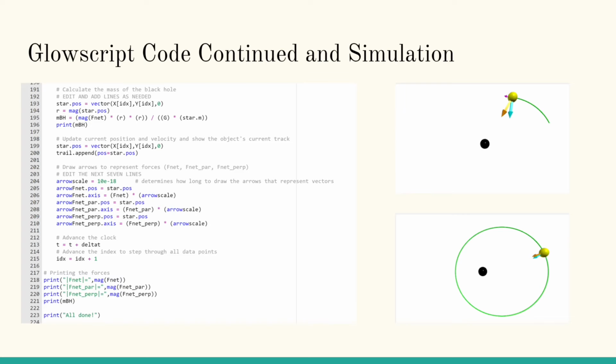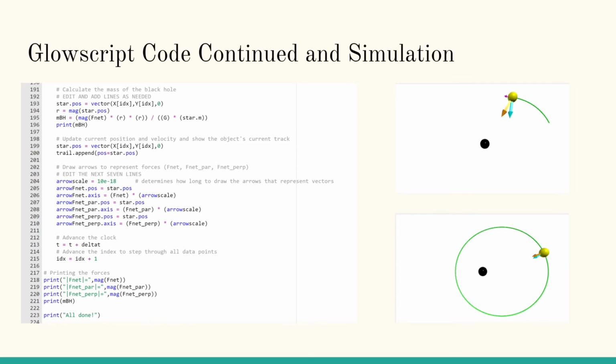As you can see on line 195, we rearrange this equation to assign the variable mbh, or mass black hole, the equivalent of the magnitude of the net force multiplied by the square of the distance between the star and the black hole, divided by the gravitational constant multiplied by the mass of the star. This gives us mbh, or the mass of the black hole.